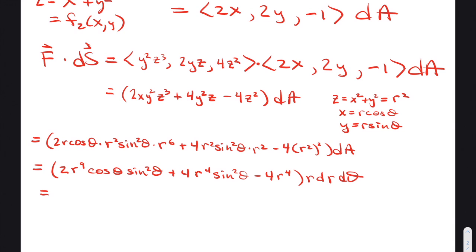So in the end, we're going to get, and it looks like we can factor a 2 out, but we'll do that later. So there you got a 2r to the 10th, and of course parentheses, cos theta sine squared theta, plus 4r to the 5th sine squared theta, minus 4r to the 5th, and that'll be dr d theta.